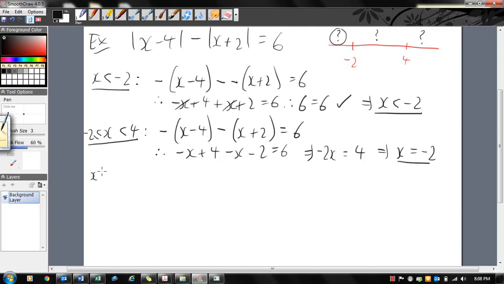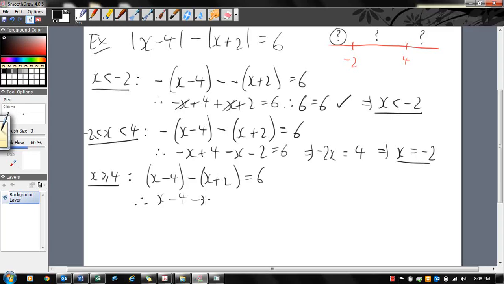What happens when x is greater or equal to 4? Good. So let's say 10. 10 is a number that's in this region. 10 minus 4, that's always going to be positive, so that does not change. Minus x plus 2. 10 plus 2, it's going to be a positive number again, so that doesn't change either. 6. Okay. Fantastic. Let's expand it.